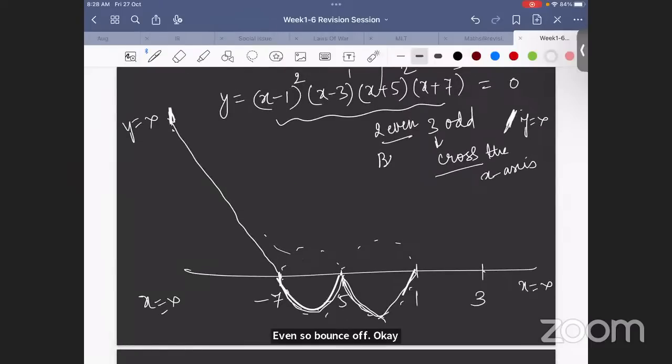Because 5 has an even multiplicity, and for an even number we already know that the curve will not cross the x-axis. It should have gone something like this. If it is coming from here, it comes like this. Since the multiplicity of x equals minus 5 is an even number, it will bounce off. It will not cross the axis. If it was 1, then it would have come like this. But it is even, so that's why it came like this. Is this clear to you?